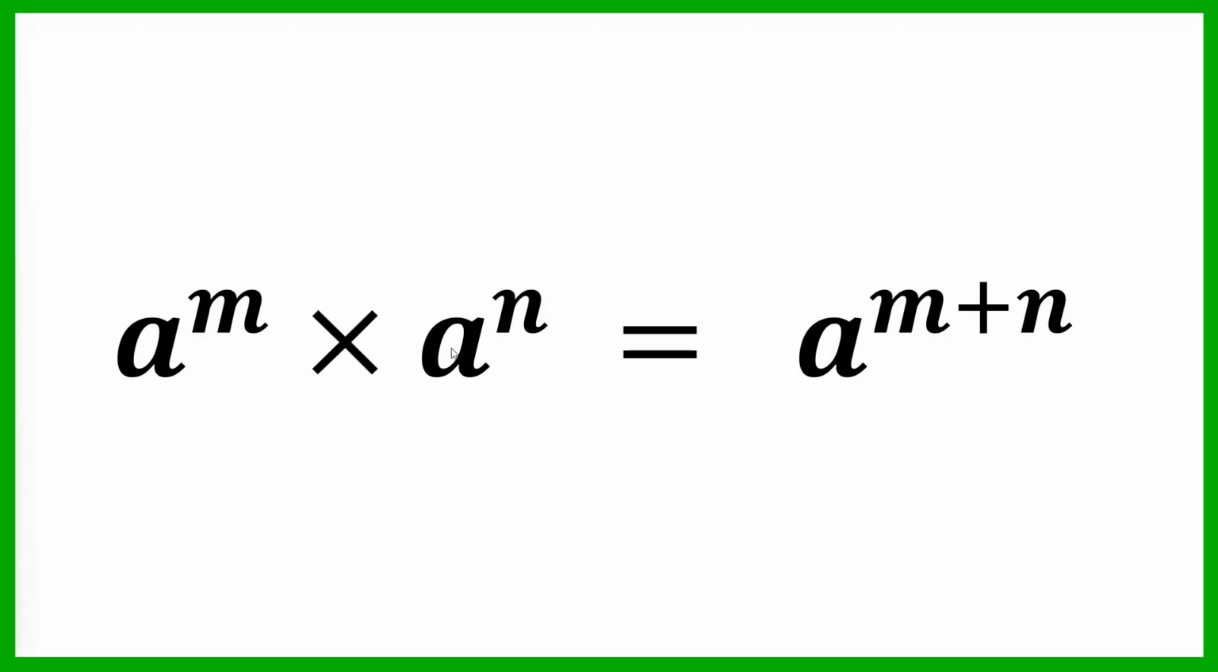And when I have powers that have the same base, so over here, a and a, they are the same. That means that when we multiply them together, we are going to add their exponents, and the base stays the same. So if I multiply powers of the same base, the base stays the same, and I add their exponents.